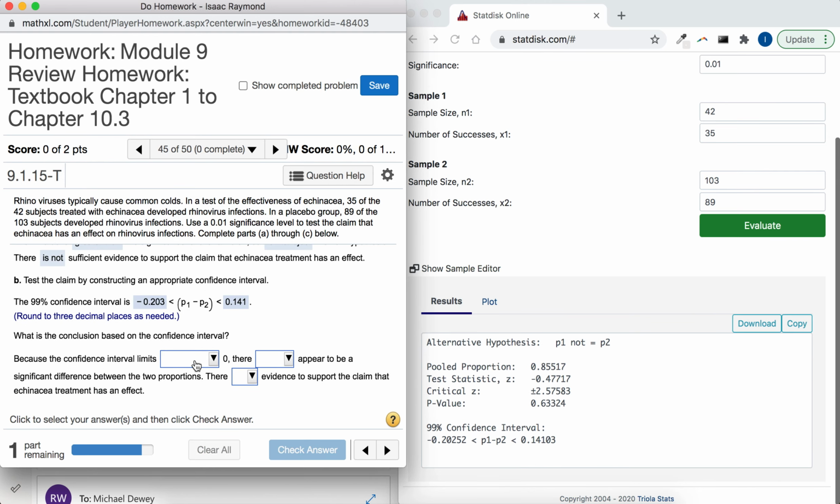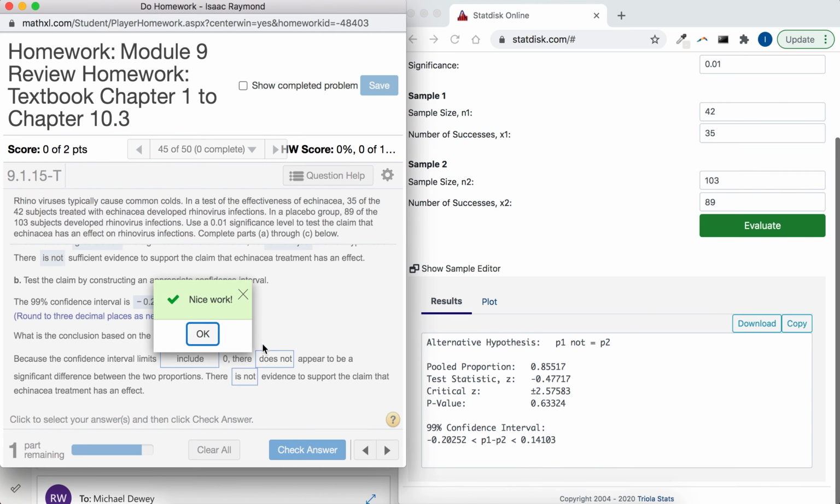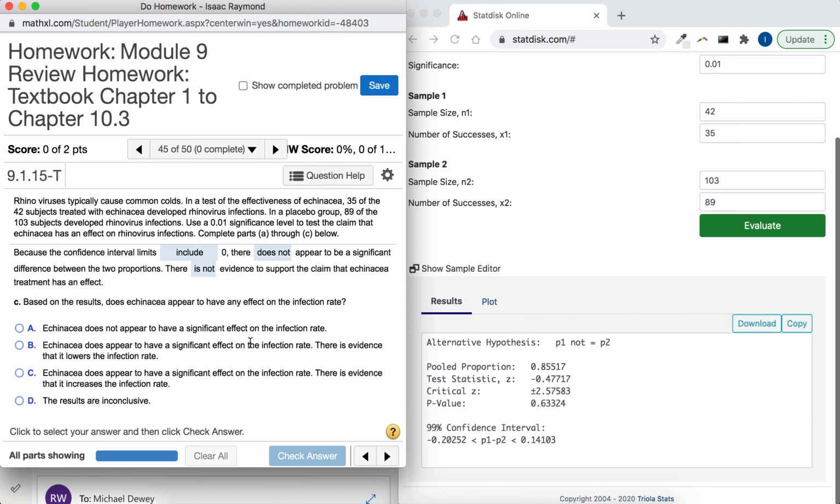Conclusion. So the confidence interval contains 0, right? Because the confidence interval limits include 0, that means there does not appear to be a significant difference between the two populations, because that means that they could be equal to each other. One minus the other makes 0, so they could be equal. There is not evidence to support the claim that there's some sort of difference in those two proportions.